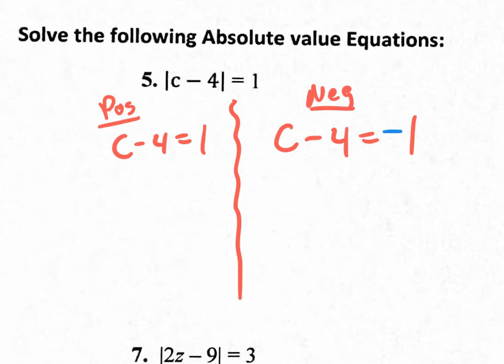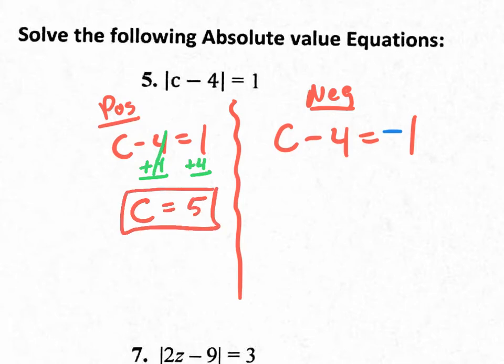So let's solve the positive situation. I'm going to add 4 to get rid of the -4. Add 4, which do to one side, do to the other. You will have c equals 5, and that is one answer. The other answer, we're going to add 4 again. Add 4 again, but this time we have a -1 up here, which is different than the other situation.